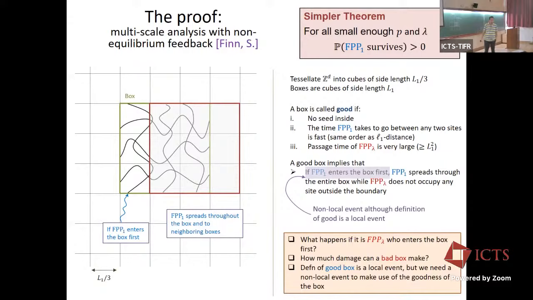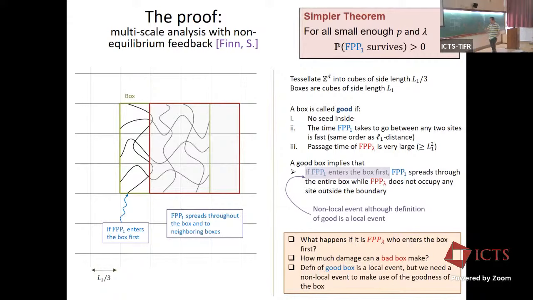So in point 2, it says the time FP1 takes to go between any two sites is fast. That's not necessarily depending just on the sites in the box. It could go outside and wouldn't be independent. Yes, I was not precise here. What I mean by this event is restricted to the edges inside the box. That's important. Any more questions at this point?